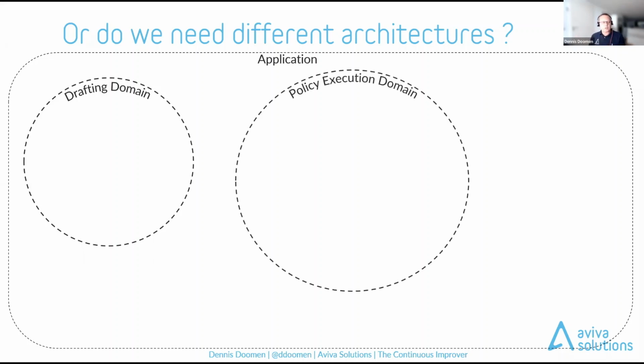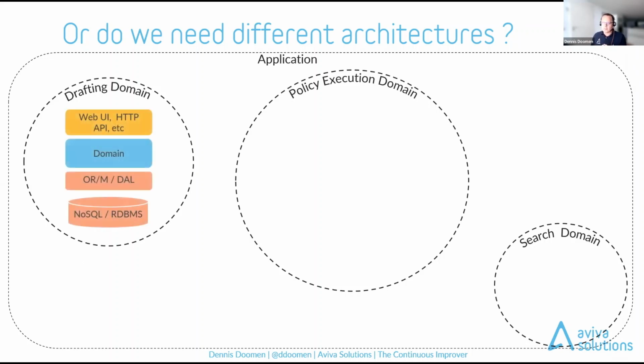Maybe you have a policy execution domain. This is where we actually have to ensure that the mortgage application follows the rules, the policy that apply to the mortgage application or the mortgage industry. And maybe you have a separate domain which deals more with providing insight into the mortgages, outstanding mortgage payments, the houses that are being sold and all the combinations, which is governed by different requirements.